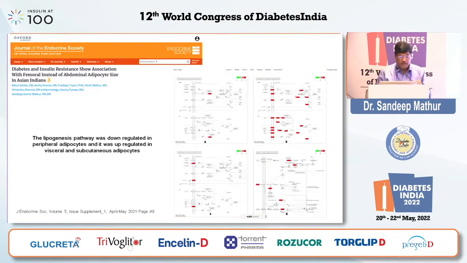Third point, the lipogenesis pathway was affected in peripheral fat in a divergent manner. It was upregulated in your peripheral and downregulated in this, so more fat goes to be deposited because of this. And I will look for genetics associated. That will be the ultimate way to find the genes for Indian diabetes mellitus and the Indian epidemic.